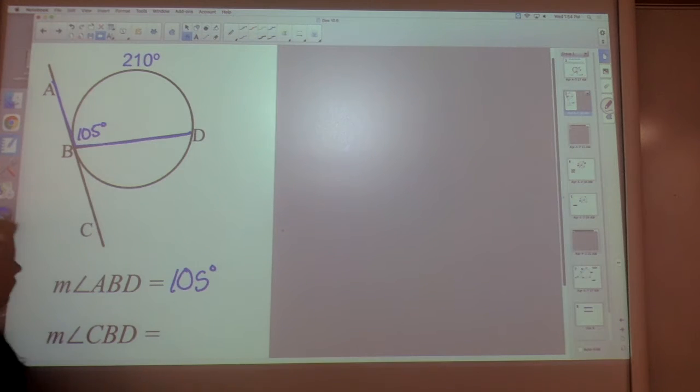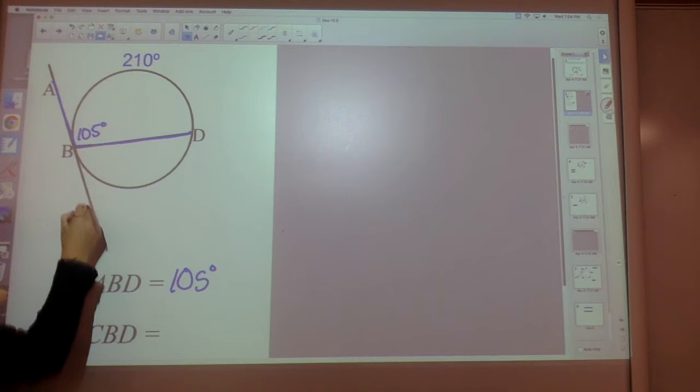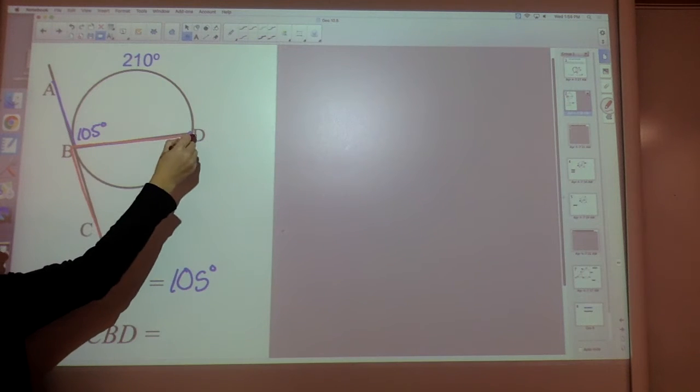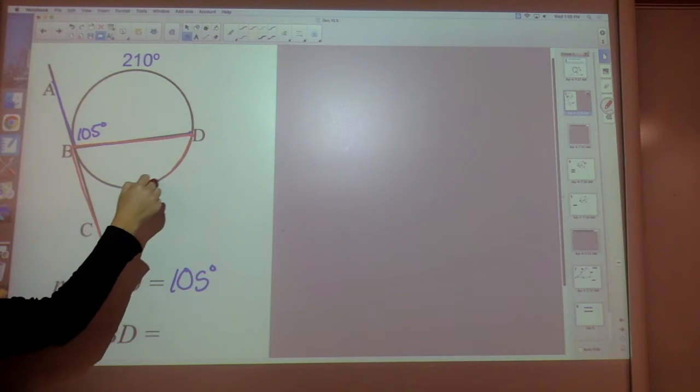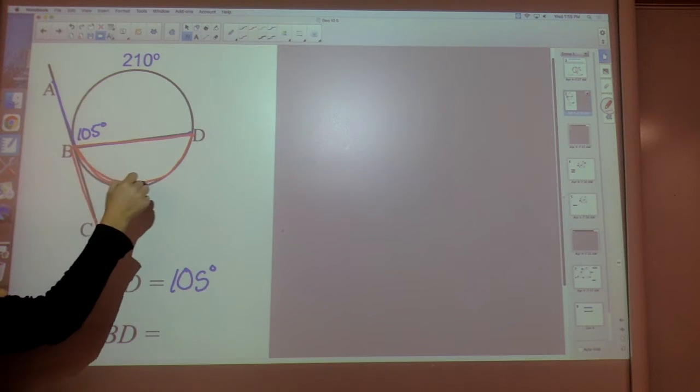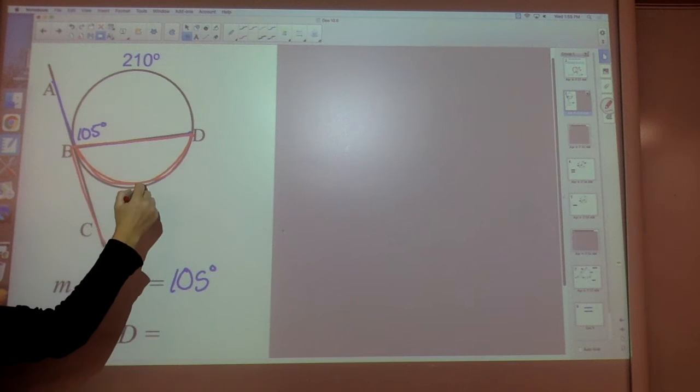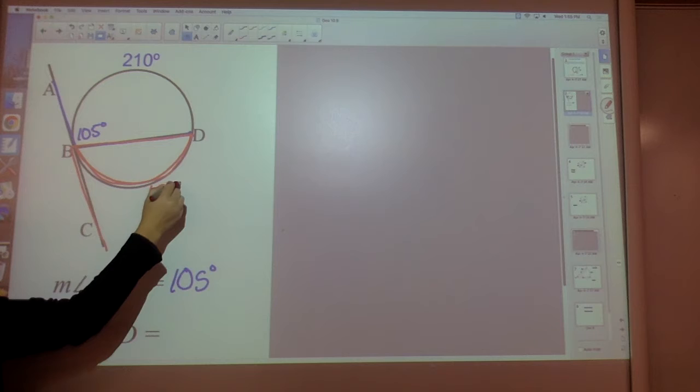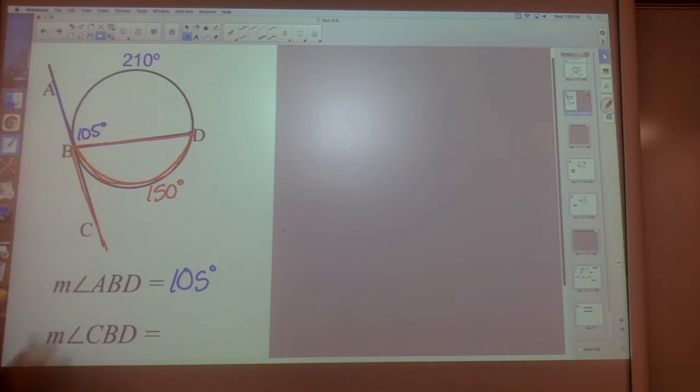How big is the measure of angle CBD? Well, it's half as big as this arc is. We know there's 360 degrees in a circle, so there's 150 degrees left over right there. Half of 150 is 75 degrees.